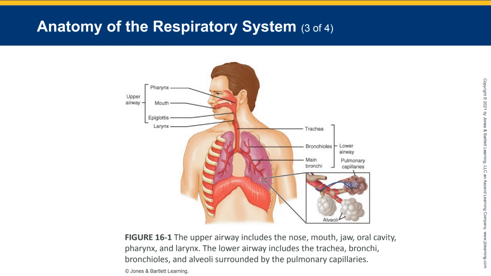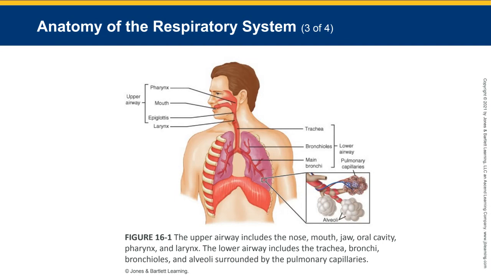So the upper airway is the pharynx, the mouth, the epiglottis. These are important structures to be aware of. The pharynx is the posterior portion of the throat. The epiglottis is a leaf-shaped cartilaginous structure that prevents anything that's not air from entering the lungs. And the larynx is an important landmark. Anything above the larynx is upper airway, anything below is lower airway.